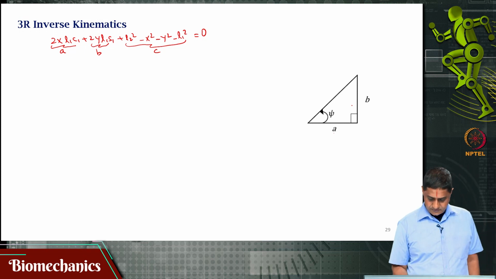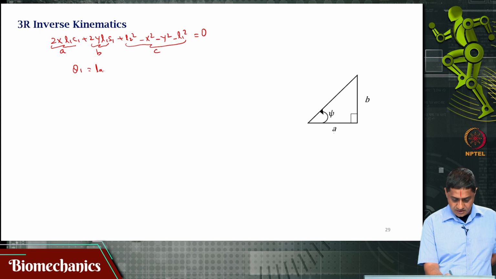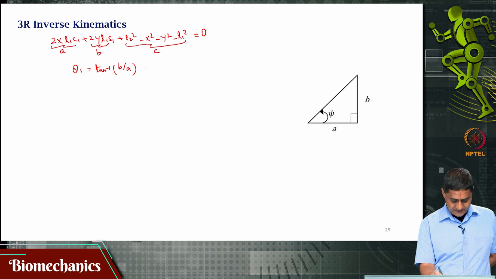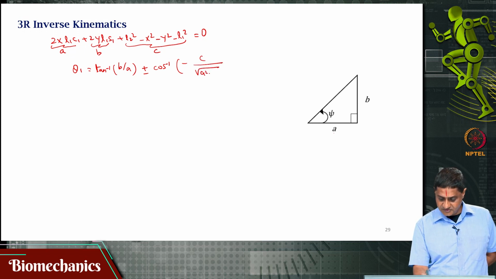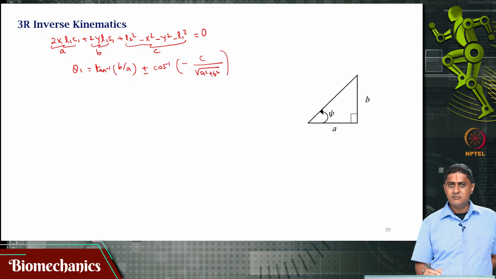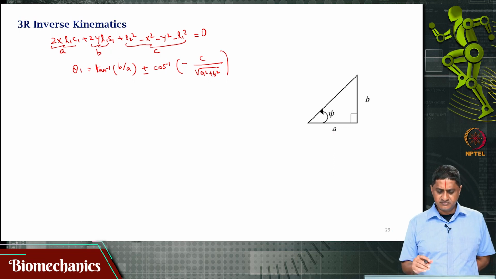Using similar analysis as before, I can write theta 1 as tan inverse of b by a, which is psi, plus or minus, because there can be two solutions, plus or minus cos inverse of minus c divided by square root of a squared plus b squared. Perhaps we used a slightly different notation, maybe capital A's and capital B's and capital C's, it does not matter, but this is the general principle.